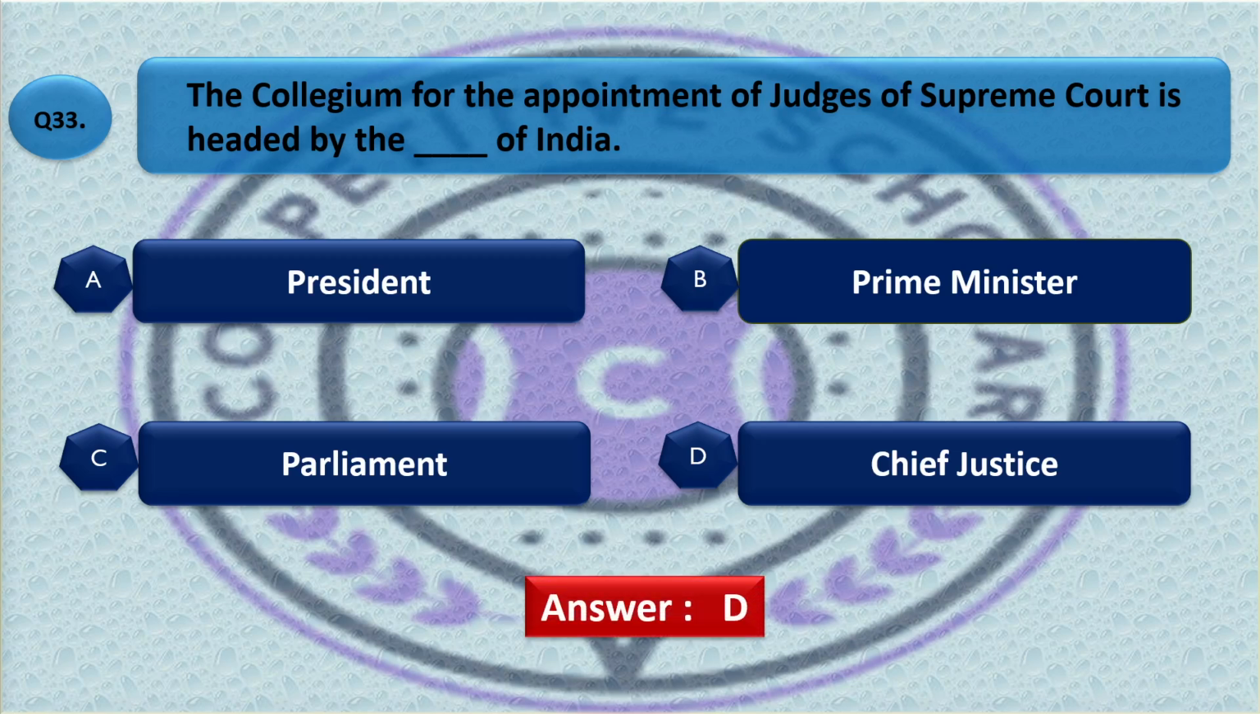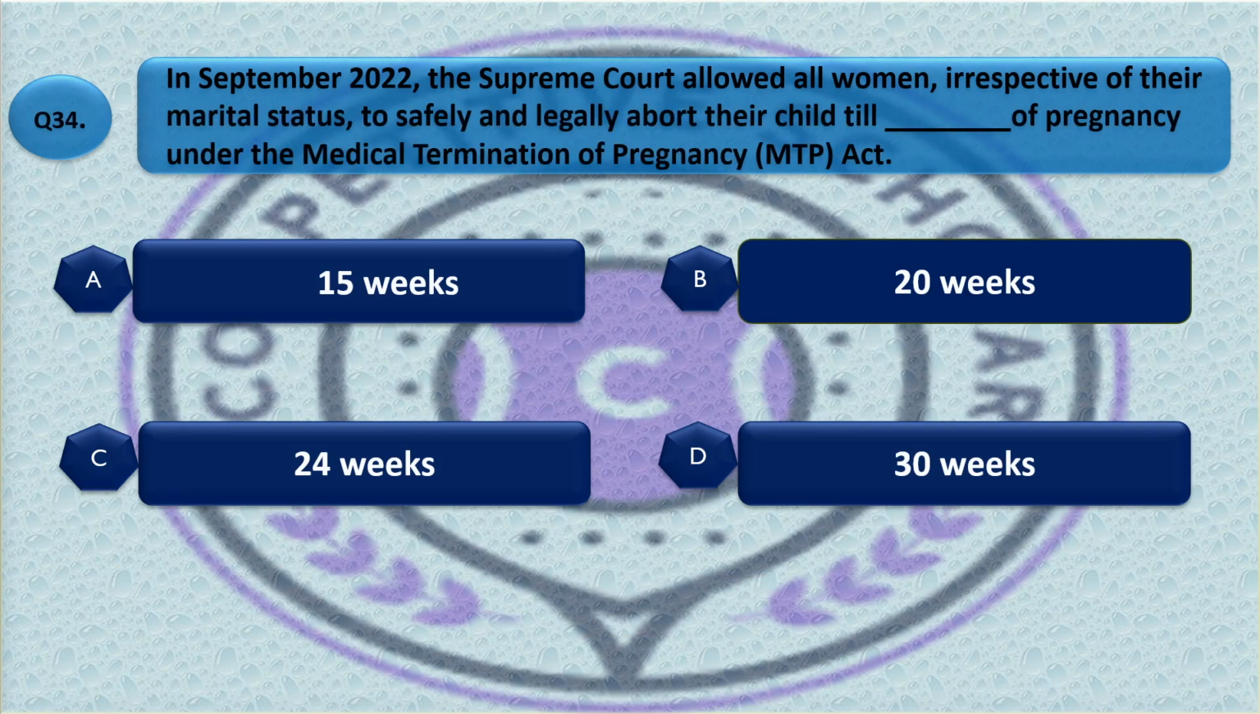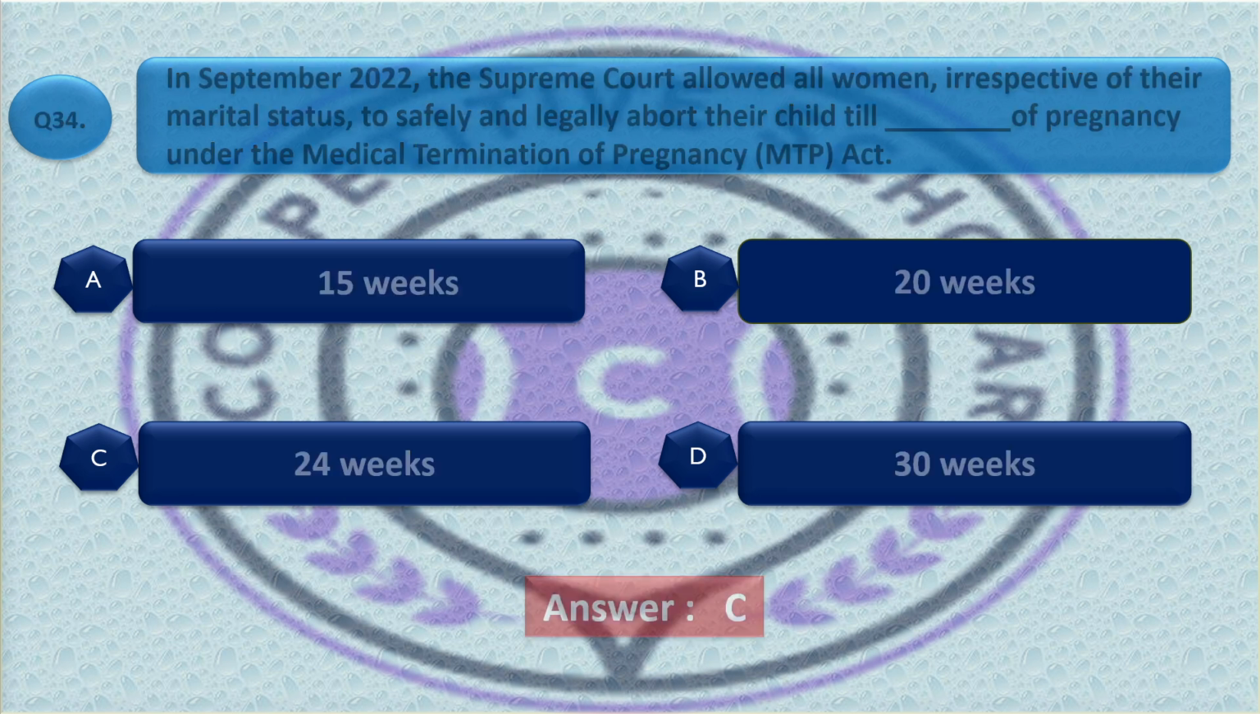Answer is Chief Justice of India, that is option D. Question number 34. In September 2022, the Supreme Court allowed all women, irrespective of their marital status, to safely and legally abort their child till what weeks of pregnancy under the Medical Termination of Pregnancy, that is MTP Act? Option A, 15 weeks. Option B, 20 weeks. Option C, 24 weeks. Option D, 30 weeks. Answer is up to 24 weeks.